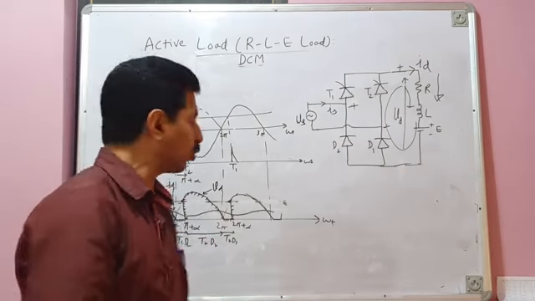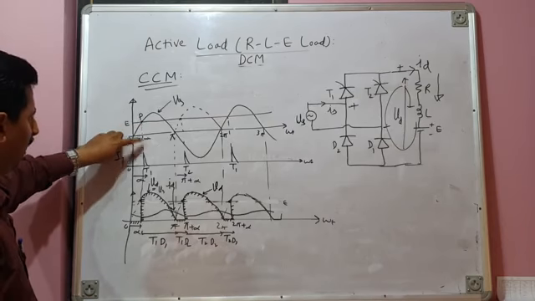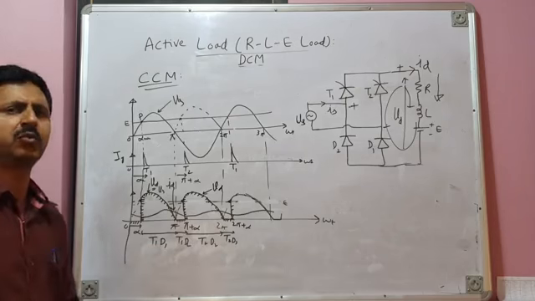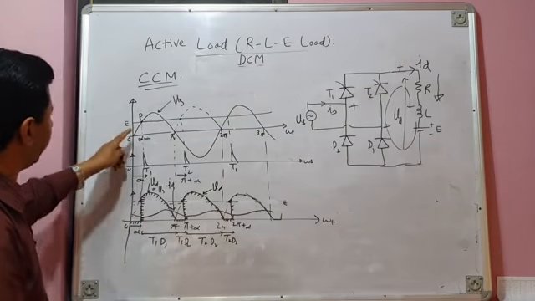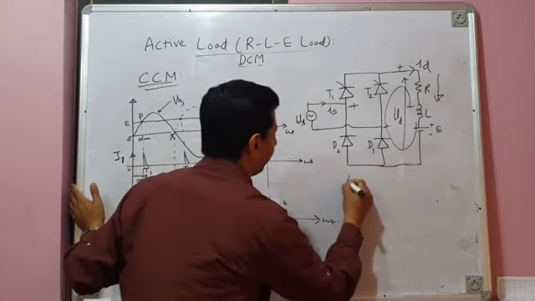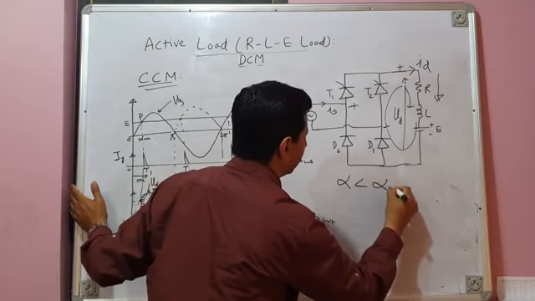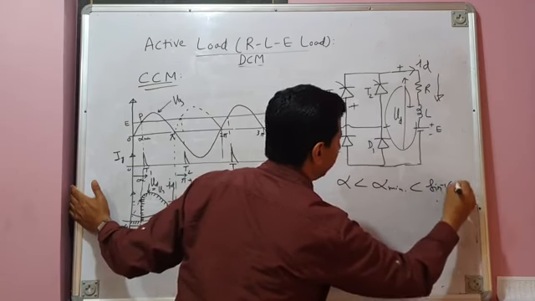Okay. Now the question is, here I have taken firing angle equal to alpha min. With the continuous conduction mode of operation, we can have any value of firing angle or delay angle. I can have alpha even less than alpha min. Alpha can be less than alpha min. That means it can be less than sine inverse E by Vm.